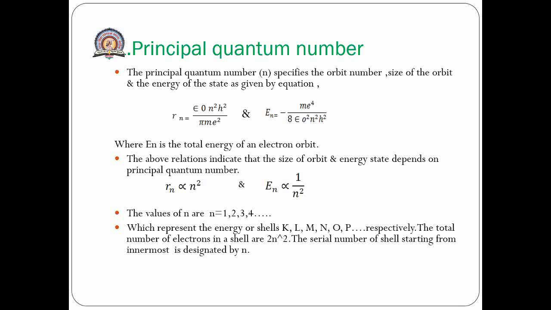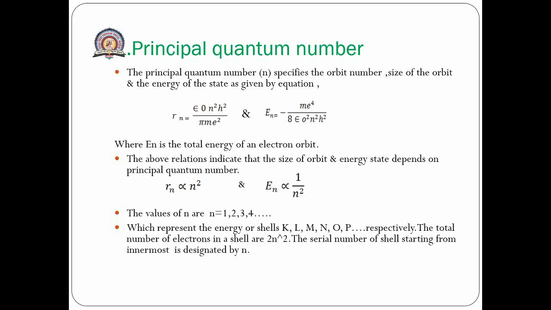First is the principal quantum number n. The principal quantum number n specifies the orbit number, the size of the orbit, and the energy state of an orbit. Principal quantum numbers are used to determine the size or energy of an orbit.